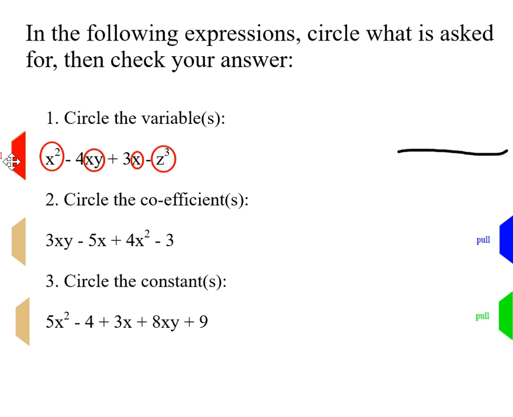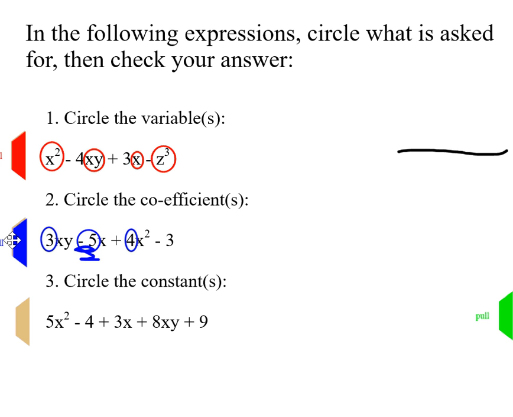Now coefficients. Remember, coefficients are the numbers in front of things that have variables. Also remember the sign is included. So when you see minus 5x, that means the coefficient will be negative 5. Let's pull that across. Our coefficients are 3, negative 5, and 4. You might be wondering, do you have to write plus 4? No. You can just write 4, but if it's negative, you do have to write the negative sign.